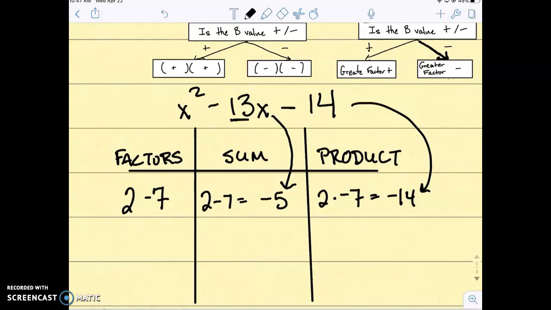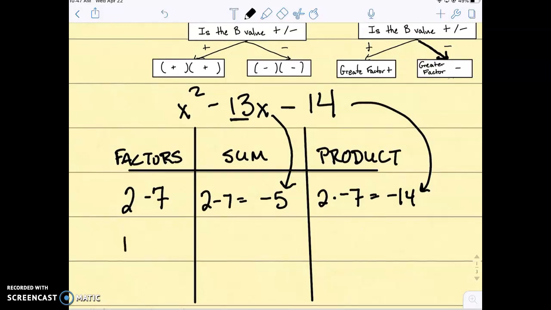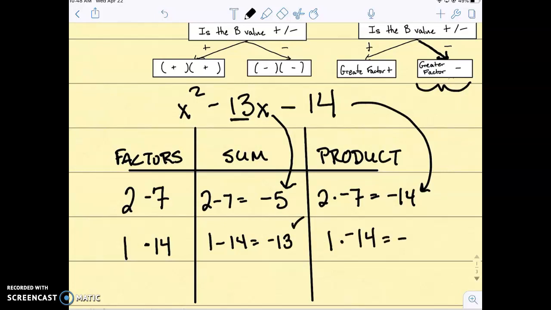1 and 14. So if I have 1 and I have 14, which of those numbers is going to be negative? My greater factor needs to be negative, so that means the 14 will be negative. 1 minus 14 is negative 13. Check. 1 times negative 14 is negative 14. Check. These are my factors.